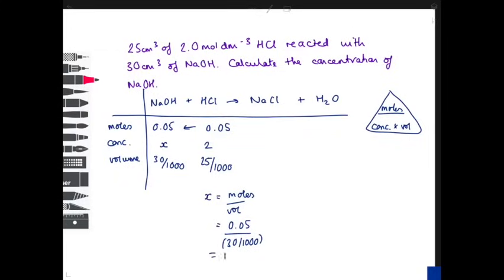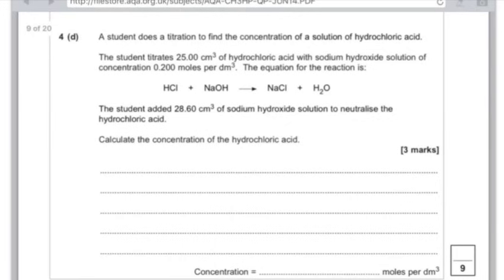And you get an answer which is 1.6 recurring. So that rounds to 1.67 moles dm to the minus 3 to 3 sig fig. So here's an example of the sort of questions you might be asked in the exam.